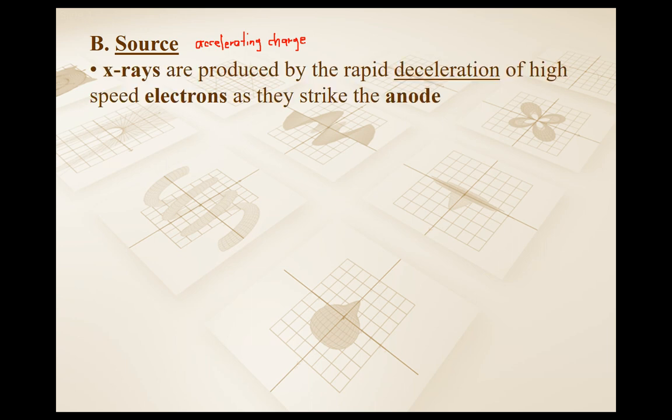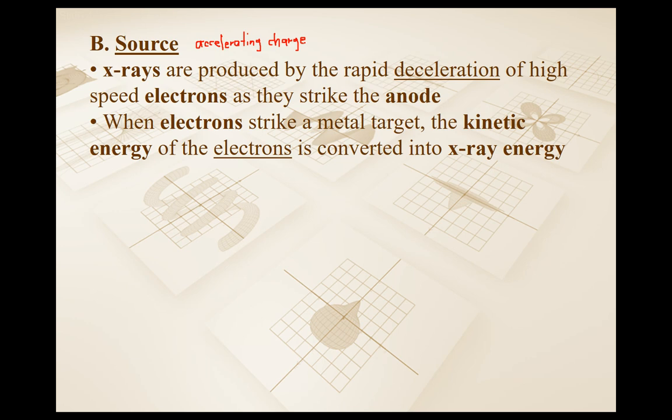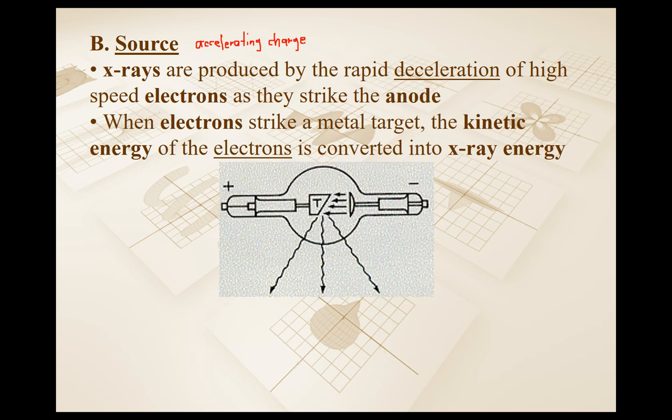So in terms of how we produce an X-ray, X-rays are produced by the rapid deceleration of high-speed electrons as they strike the anode in a cathode ray tube. And when the electrons strike the metal target, which would be the anode, the kinetic energy of your electrons is converted into photon energy or X-ray energy.